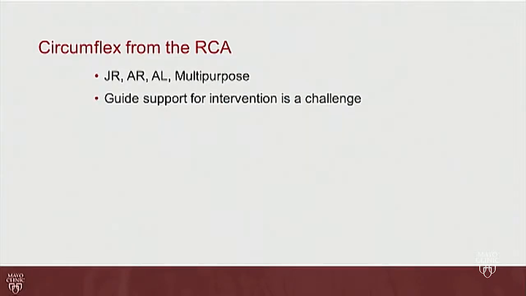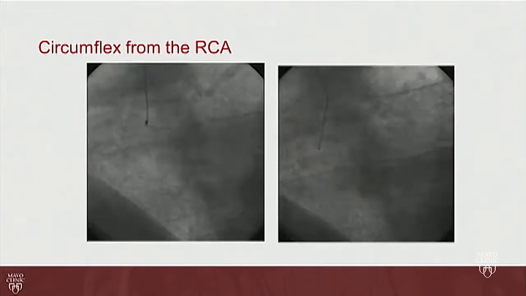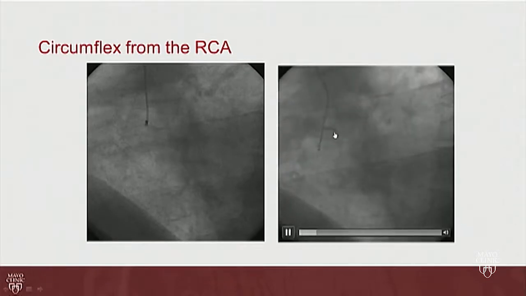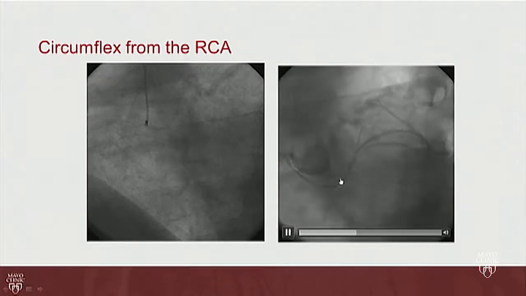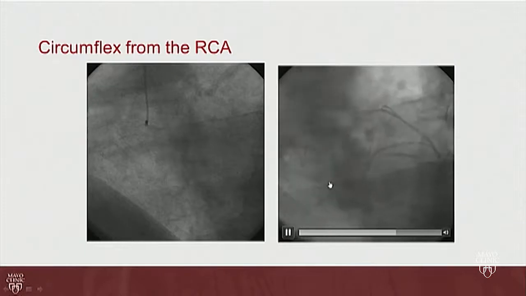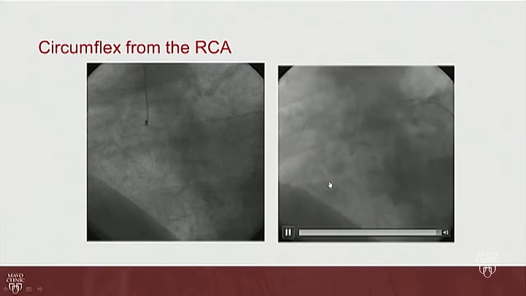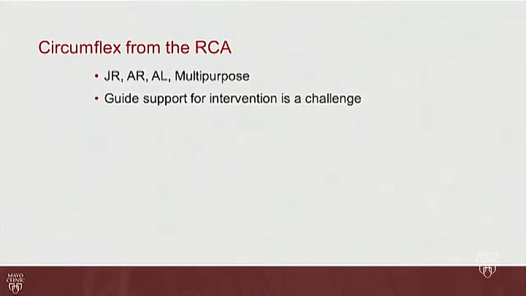So for the circumflex coming off either the right coronary artery or as a separate ostia off the right cusp, you can use a JR, sometimes a larger JR, sometimes an AR, sometimes an AL, sometimes a multi-purpose. But as you could see from the previous one, really guide support is usually problematic, and oftentimes where you see stenosis is in this longer segment, and so that can be quite a challenge for a percutaneous coronary intervention.